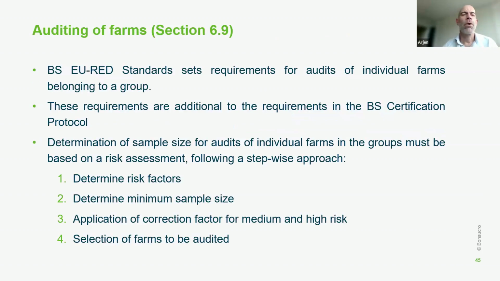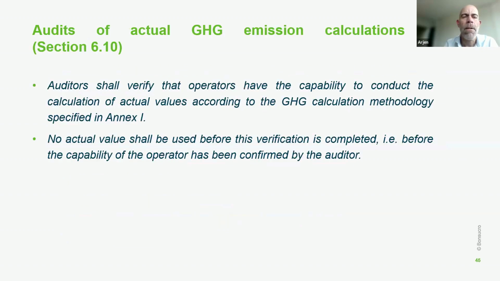Then there are additional requirements for the auditing of farms. That's a very detailed and large bit of text in section 6.9 of the standard, which basically relates to how groups of farms shall be audited, how samples for audits shall be taken, and how the sample size shall be determined based on a risk assessment following a stepwise approach. Very important for certification bodies and for auditors to take note of. Those of you who are interested in the details, please refer to section 6.9.